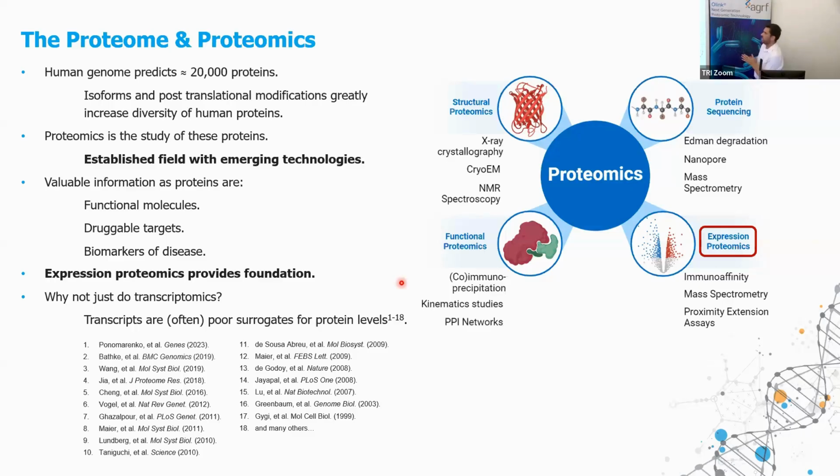A fair question which often gets asked is, if we're looking at expression, why not just look at transcriptomics? Transcripts are often poor surrogates for protein levels. It's not just me saying that, it's all of these people here as well. And as you'll note by the dates, they've been saying it for quite some time. So really there isn't a one-to-one surrogate for looking at the proteins themselves. They are a fundamental element of biology, and they should be assessed.